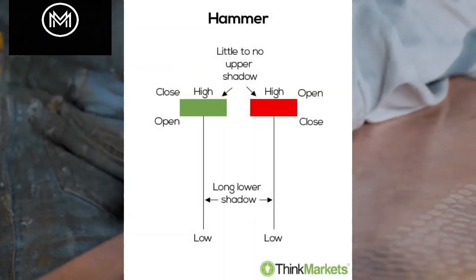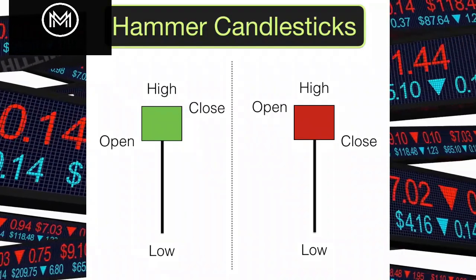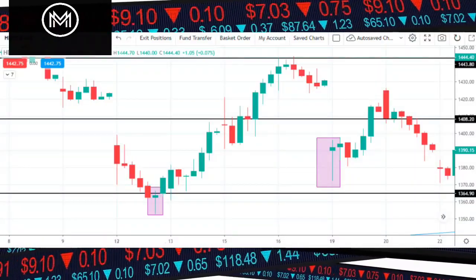Hammer. The hammer pattern is characterized by a small body at the top and a long lower shadow. It often appears at the bottom of a downtrend and signifies a potential trend reversal to the upside.